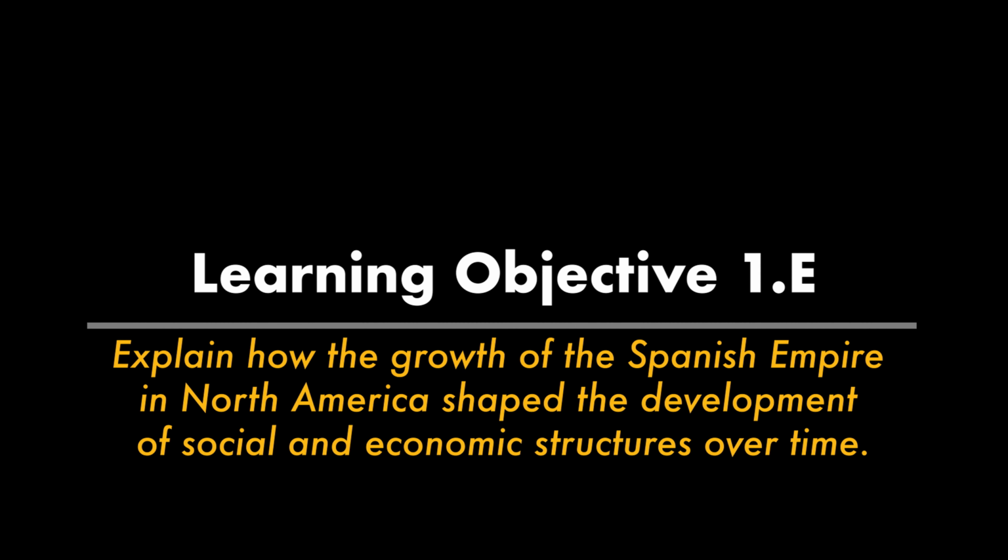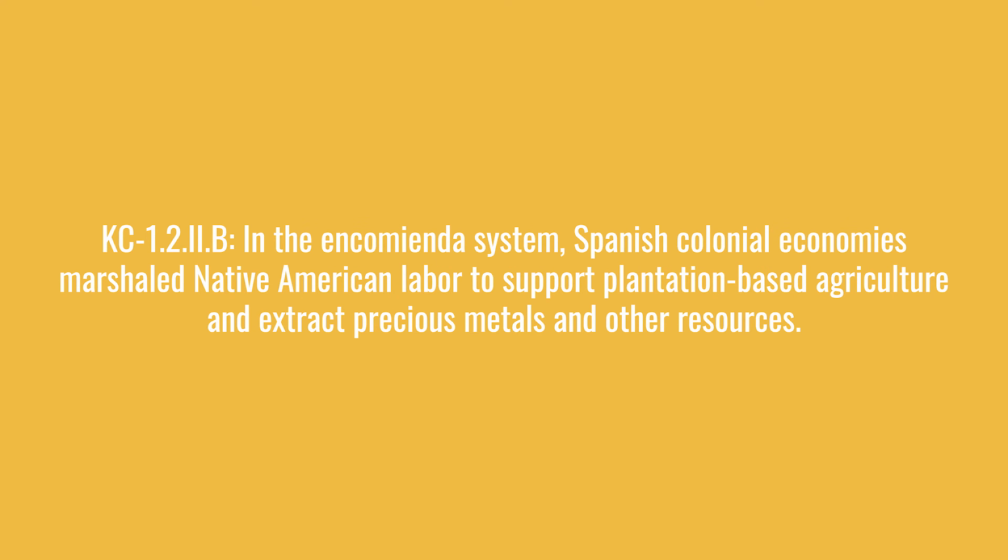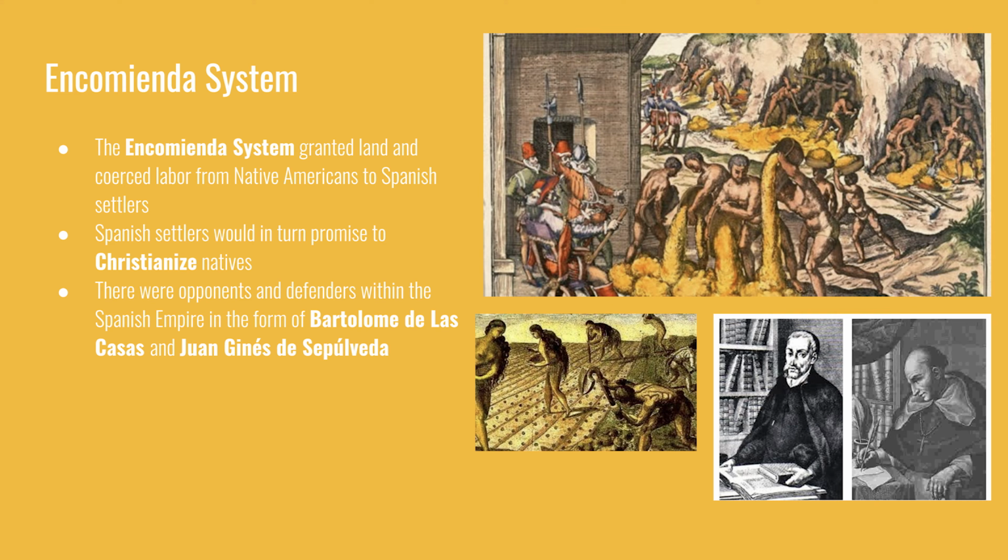The first labor structure that we're talking about is the Encomienda System, and it's defined pretty well in the key concept here. In the Encomienda System, Spanish colonial economies marshaled Native American labor to support plantation-based agriculture and extract precious metals and other resources. This was essentially coerced labor. The Spanish crown would grant settlers and conquistadors land and labor if they promised to convert the natives that would be living on their encomienda.